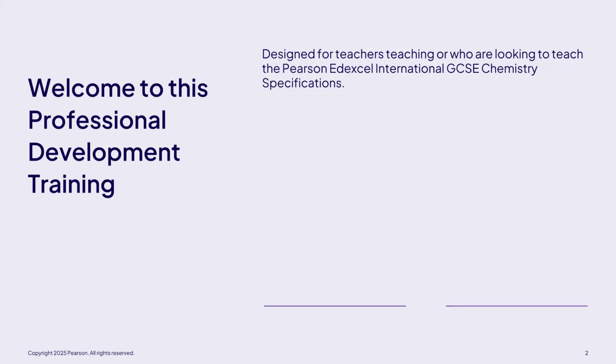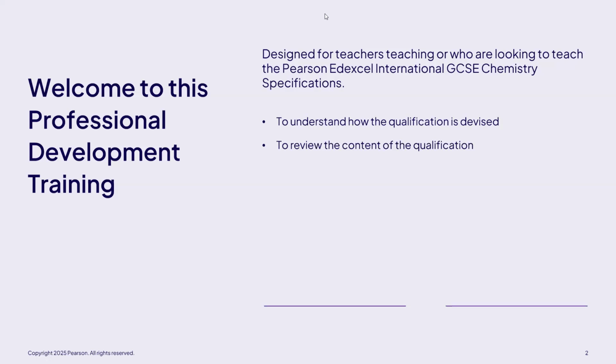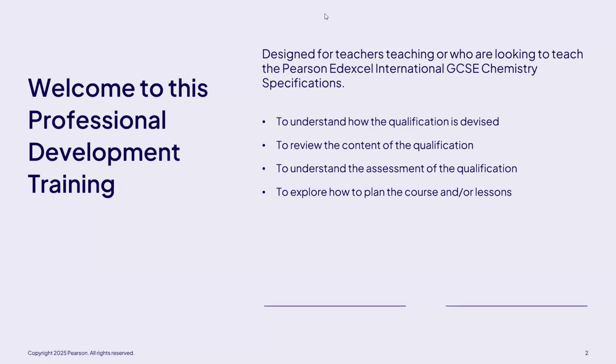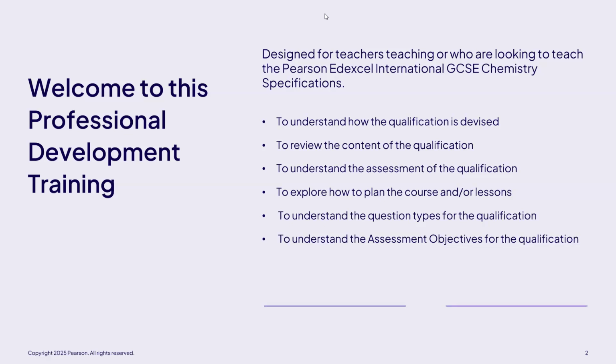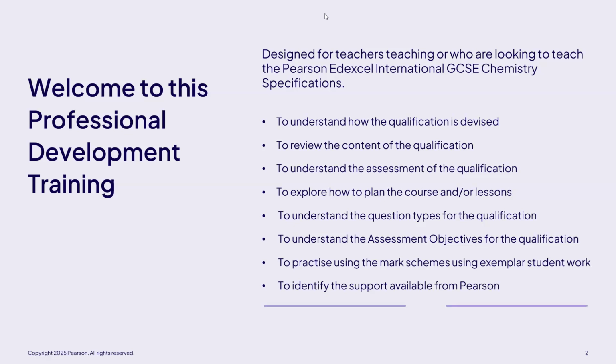And the aim for today's session is to try to understand how the qualification is actually devised, to review the content of the qualification, to understand the assessment of the qualification, to explore how to plan the course and/or lessons, to understand the question types for the qualification, to understand the assessment objectives for the qualification, to practice using the mark schemes using student exemplar work, and to identify the support that's actually available from Pearson.